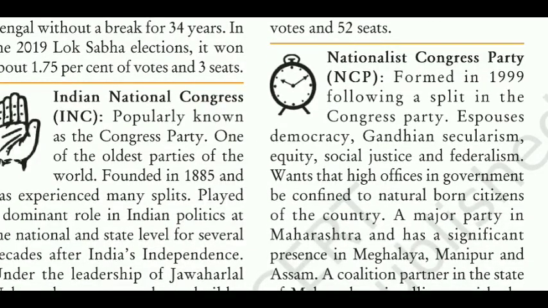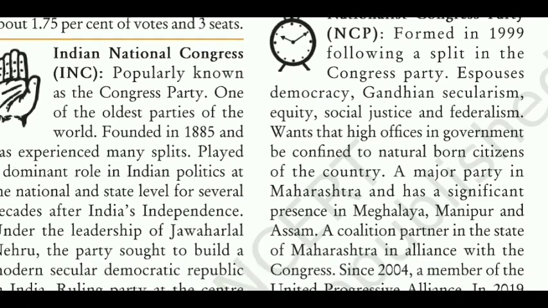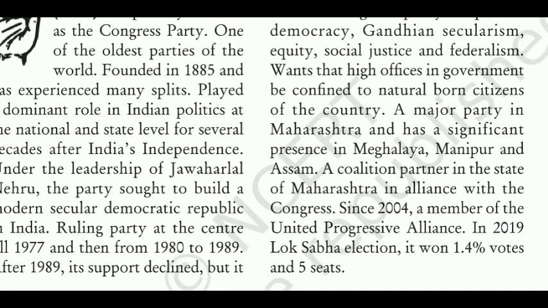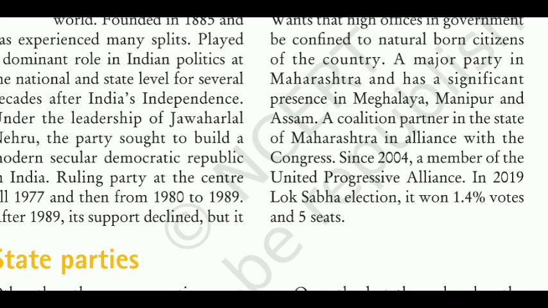The next is Nationalist Congress Party, NCP. Formed in 1999 following a split in the Congress Party, espouses democracy, Gandhian secularism, equity, social justice and federalism. Wants that high offices in government be confined to natural born citizens of the country. A major party in Maharashtra and has a significant presence in Meghalaya, Manipur and Assam. A coalition partner in the state of Maharashtra in alliance with the Congress since 2004, a member of the United Progressive Alliance. In the 2019 Lok Sabha election, it won 1.4% of votes and 5 seats.